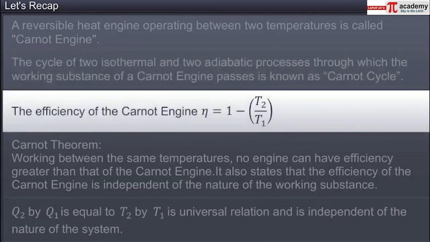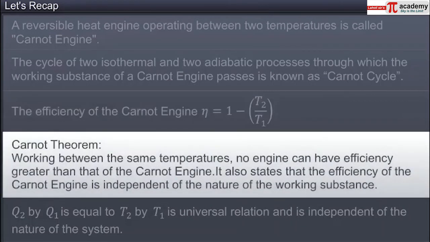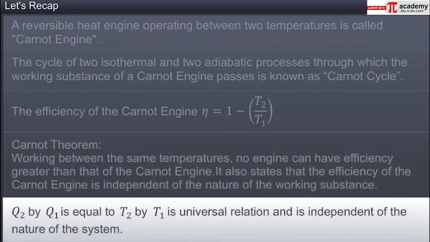The efficiency of the Carnot engine eta is equal to 1 minus T2 by T1. Carnot's theorem: working between the same temperatures, no engine can have efficiency greater than that of the Carnot engine. It also states that the efficiency of the Carnot engine is independent of the nature of the working substance. Q2 by Q1 is equal to T2 by T1 is a universal relationship and is independent of the nature of the system.